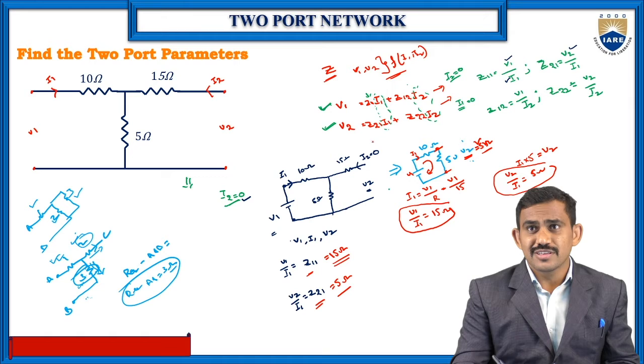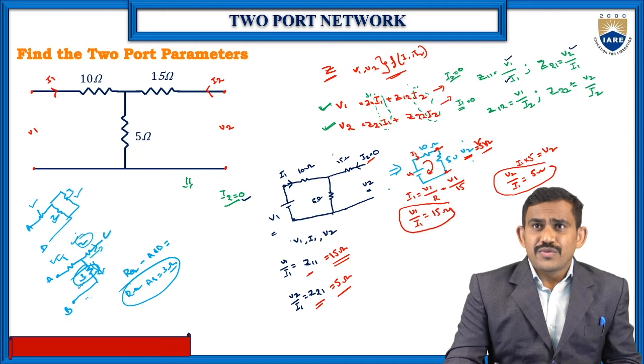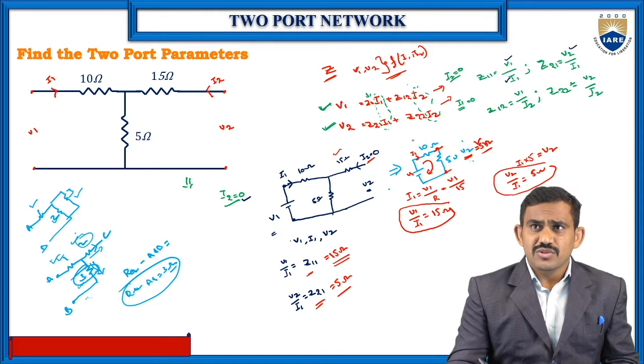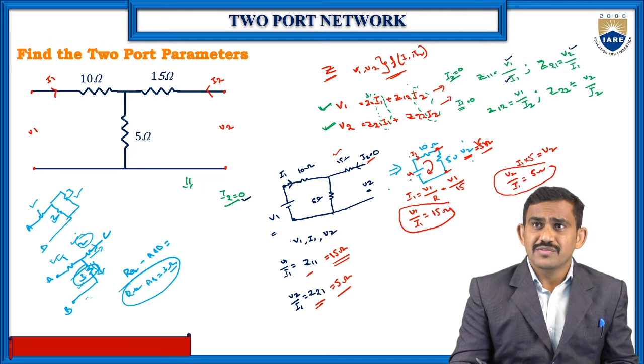So for that, I2 is 0. I2 is 0 means the 15 ohms has no current, so it's an open circuit. So remove that resistor, and I need to find out the I1 value, V1 value, V2 value.